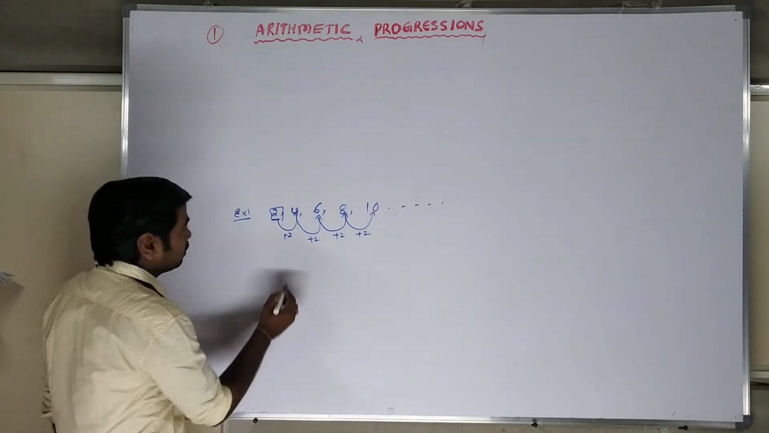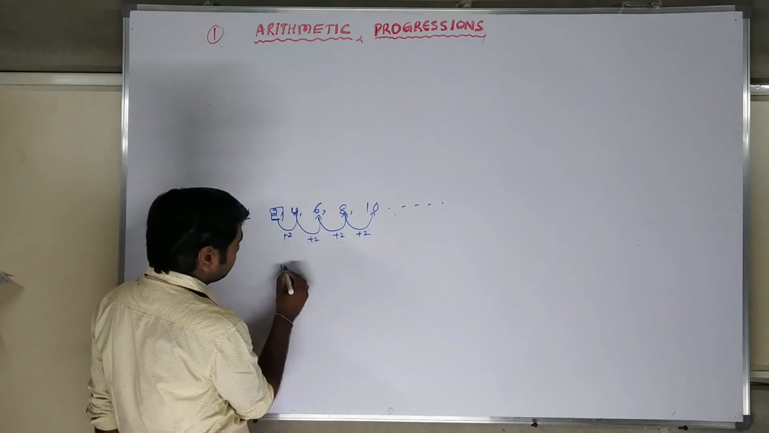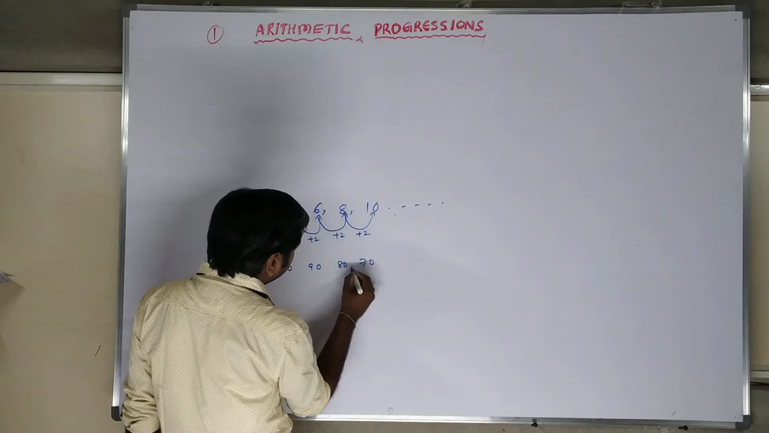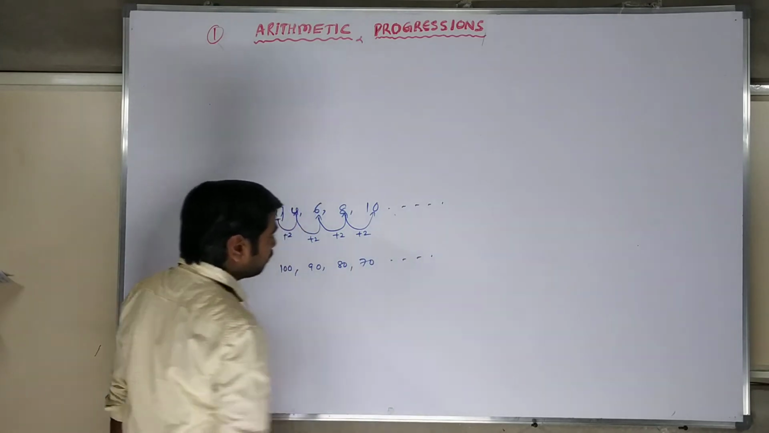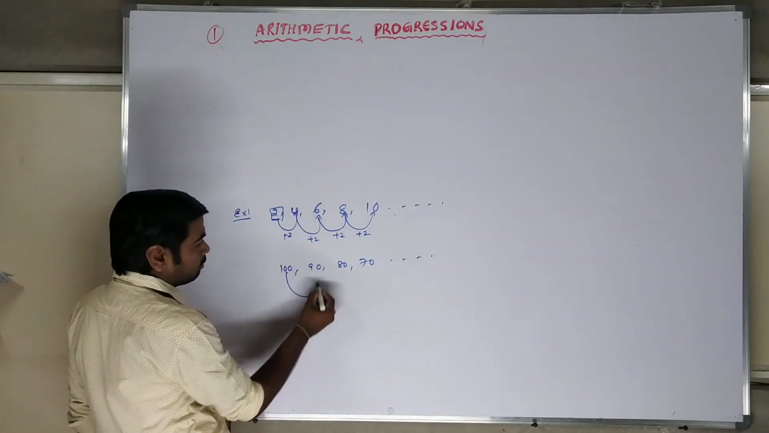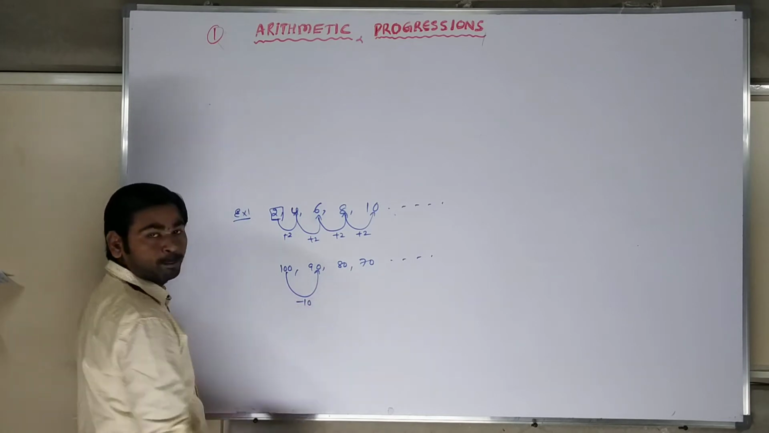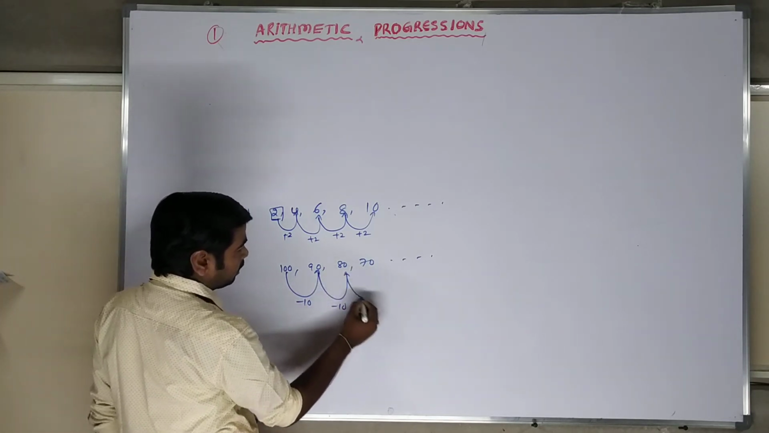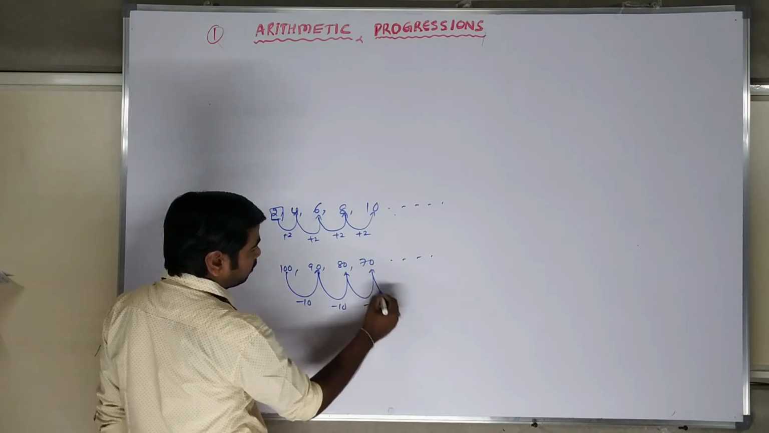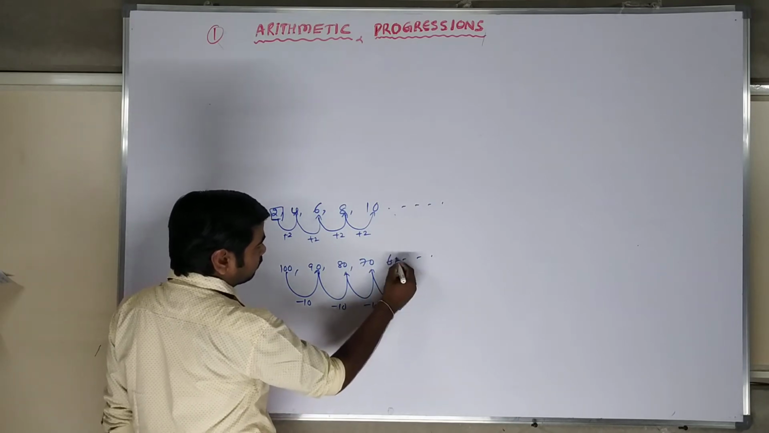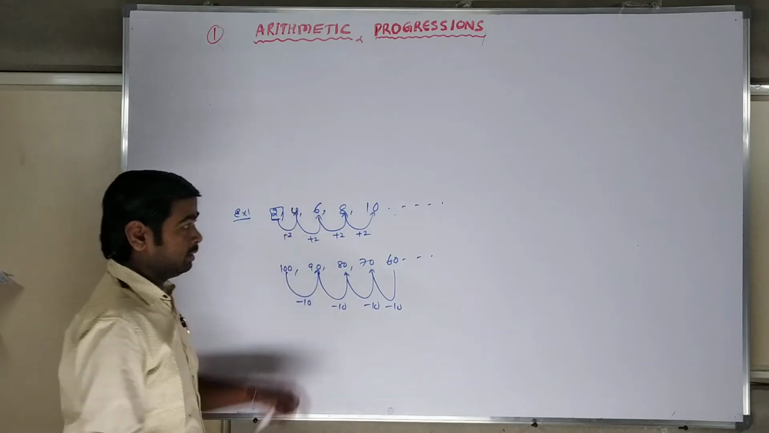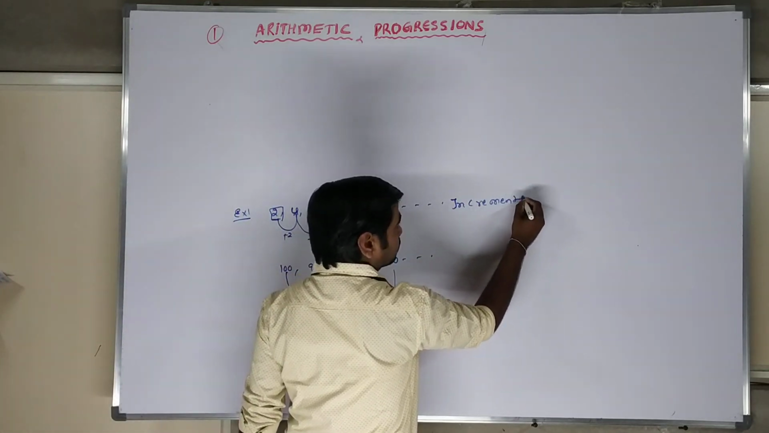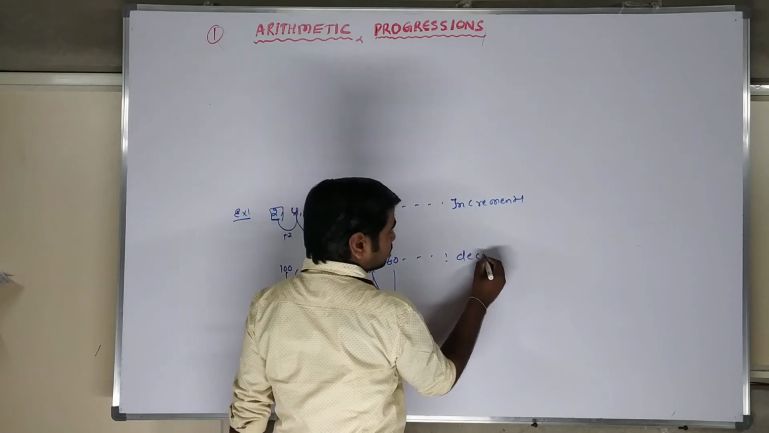This is an example. Some other example: 100, 90, 80, 70. What happens is 100 becomes 90 by adding minus 10. You are going to add minus 10 again, and again minus 10. Keep on, the sequence will continue. This is called an incremental series. And this one is called a decremental series.